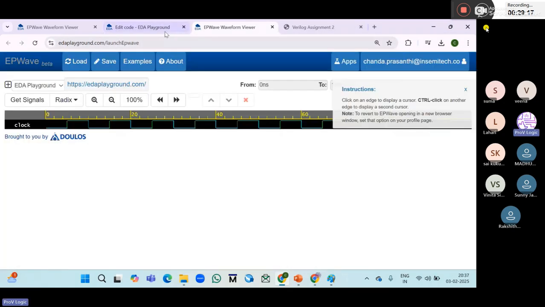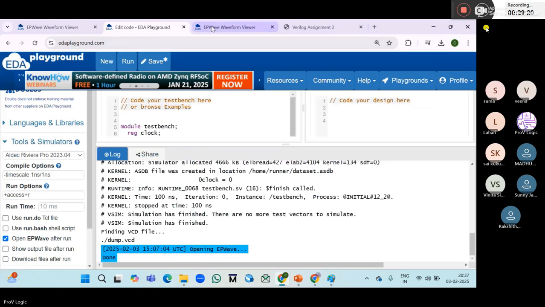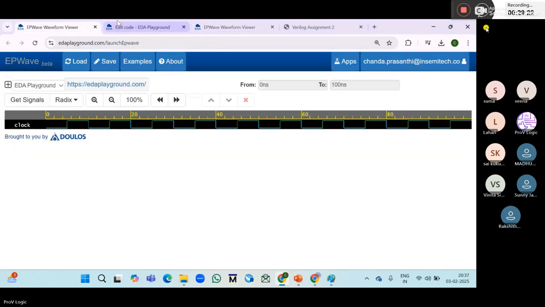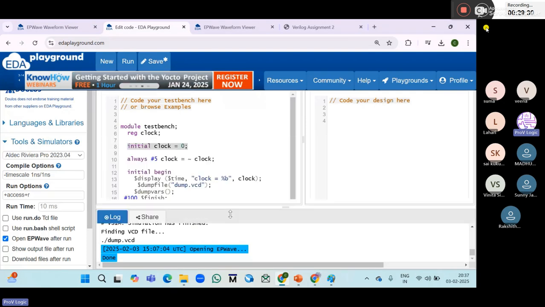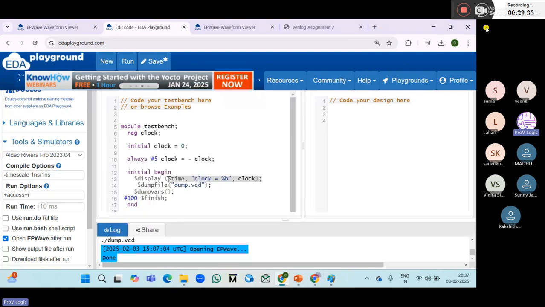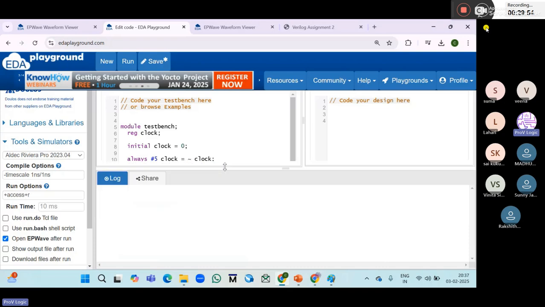See, clock equal to 0, only it is printing. Suppose if I write the same display statement after this always block, then clock equal to 1 will be printed. But it will not always print like that. Just run and check.